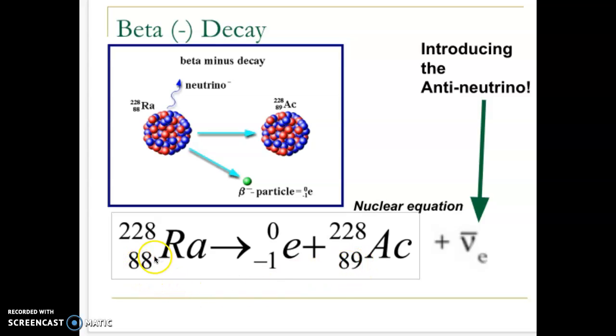And now we see something interesting because the proton number here is 89. This is bigger than 88. So radium had a proton number of 88, and now it has a proton number of 89, which is odd. But again, we'll look at that in a moment. And also an antineutrino is given off.